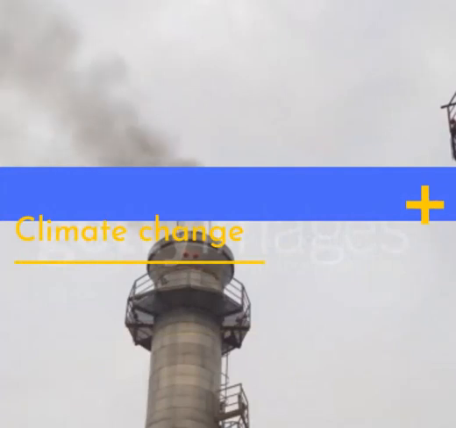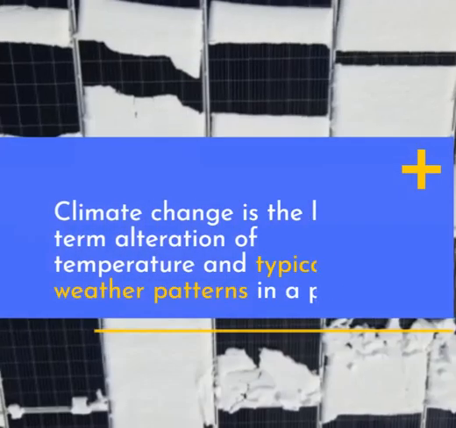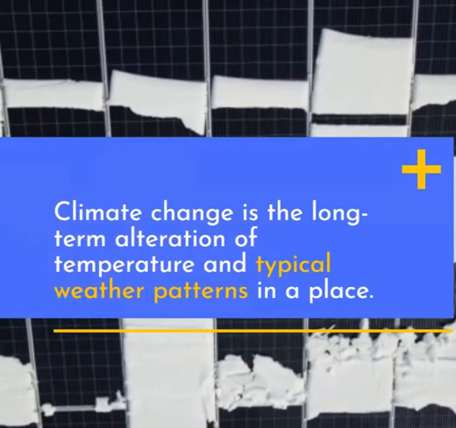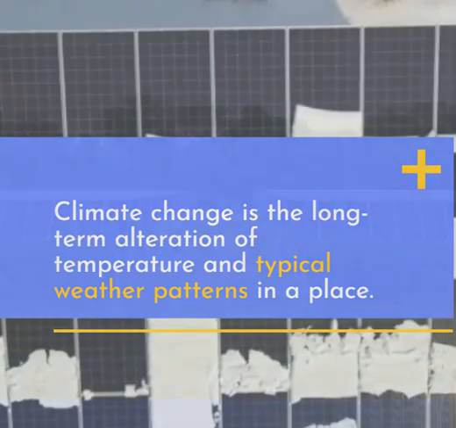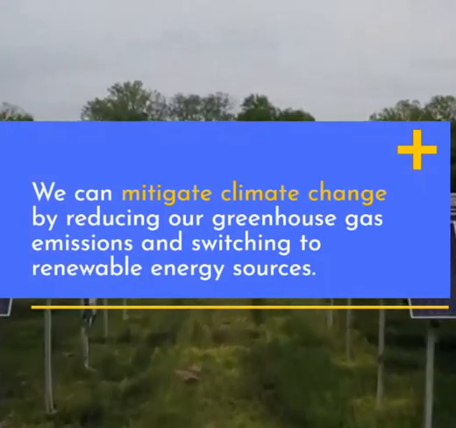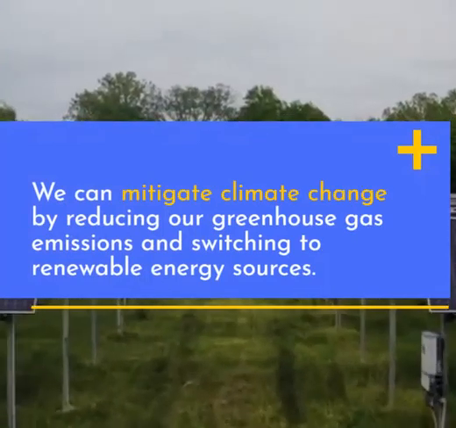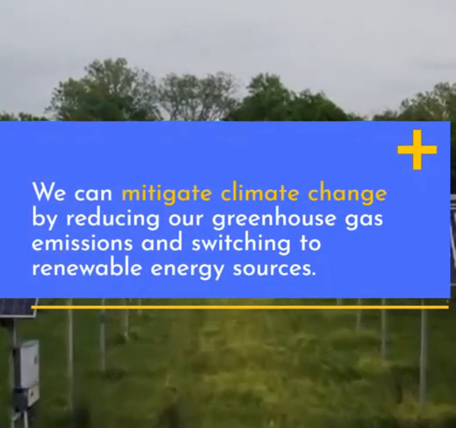Climate change. Climate change is the long-term alteration of temperature and typical weather patterns in a place. We can mitigate climate change by reducing our greenhouse gas emissions and switching to renewable energy sources.